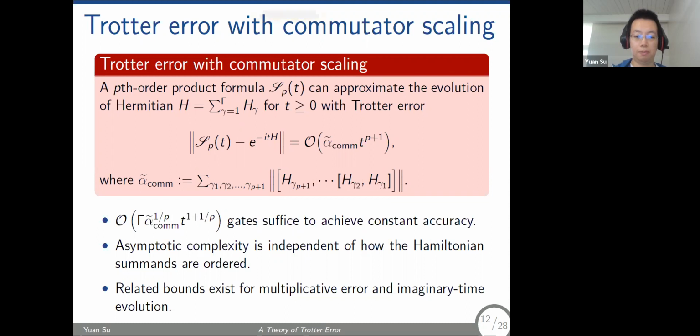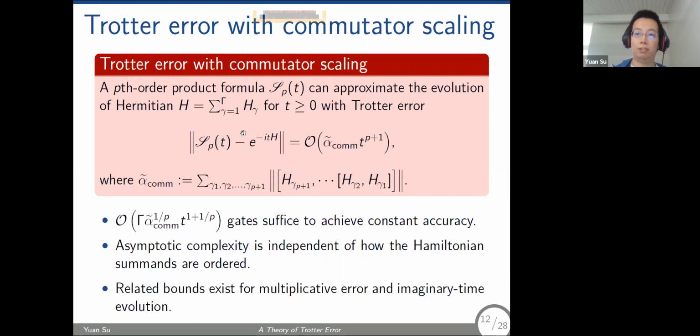Well, some immediate observation. This quantity is symmetric with respect to the ordering of the terms. So if you only care about the asymptotic scaling, then you don't have to worry about the ordering of the terms. It will give you the same asymptotic scaling. But of course, if you want to do a near-term simulation, you care about the constant prefactor, then of course you should choose the optimal ordering of the terms.